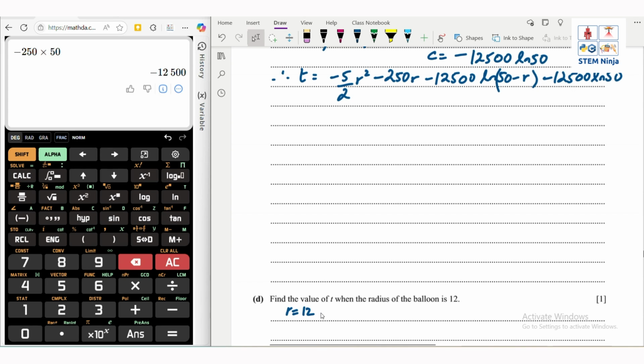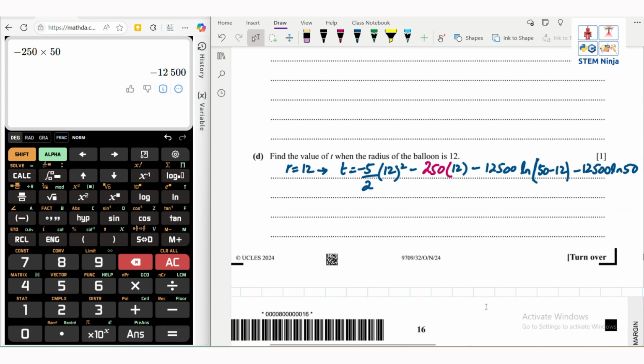So when r is 12, t will be 5 over 2, 12 squared, minus 5 over 2, minus 250, 12, minus 12, 500, ln, this was supposed to be ln 50 minus 12, minus 12500 ln of 50. So now we just have to plug in the values.